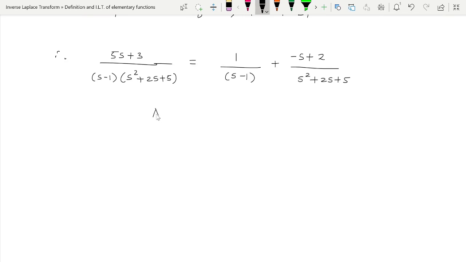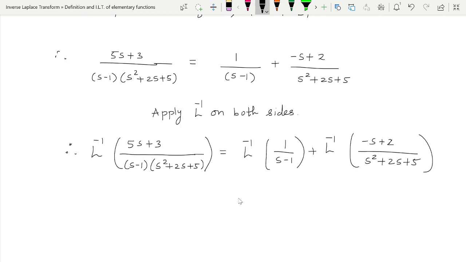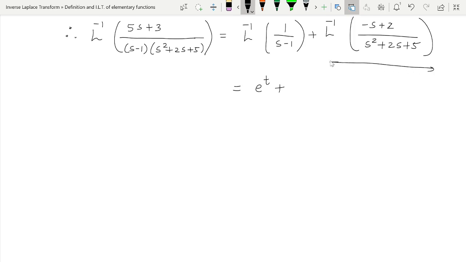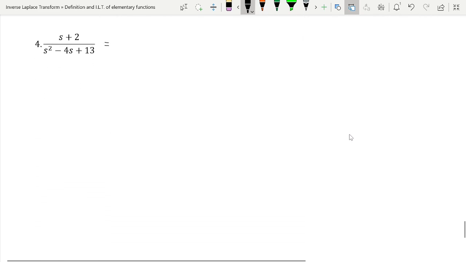Now apply L inverse on both sides. Now we already know that the inverse Laplace transform of this is e raised to t, but the question is how to find the inverse Laplace transform of this quantity, because we have not studied any standard formula for this. So I will leave this part as it is. So what we will do is we will solve the next example and then we will come back to this example to find the inverse Laplace transform of this function, because there is one trick that we should use in order to find that. And this is an example.